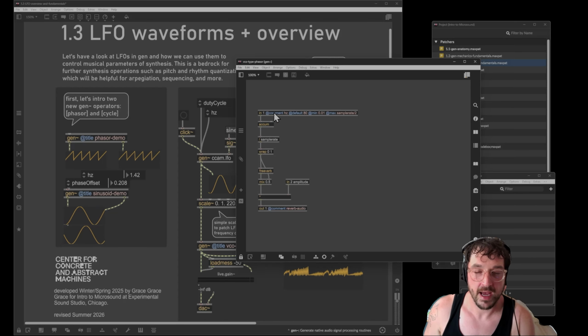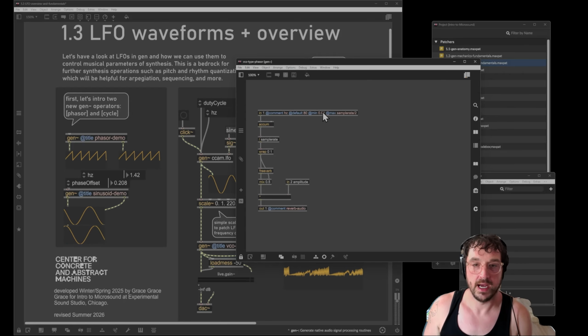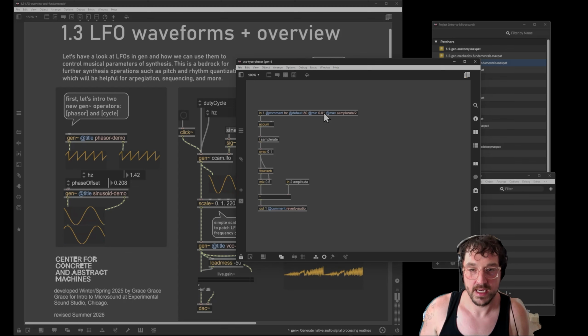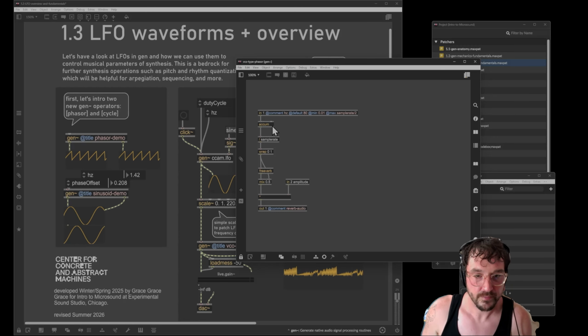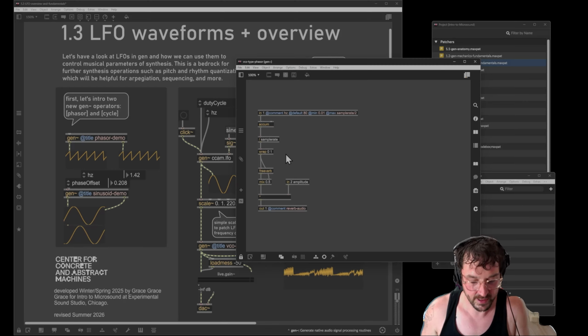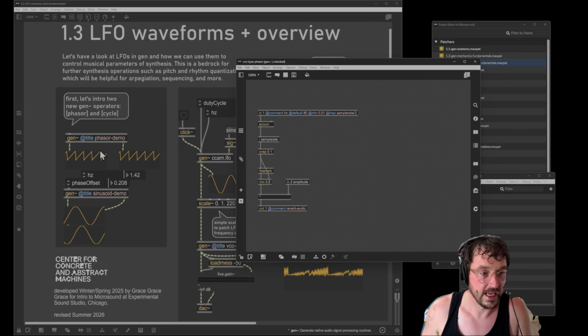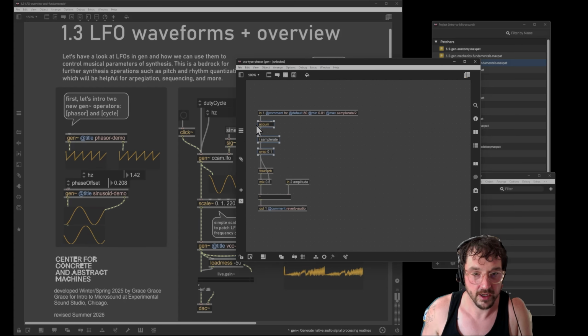or an input rather. The default is 80. So if nothing is plugged into input 1, it will be 80. It's capped. It has a min and a max here. That's related to approximately the audible frequency range, the sample rate divided by 2. And this is essentially the same thing as our phasor demo here.